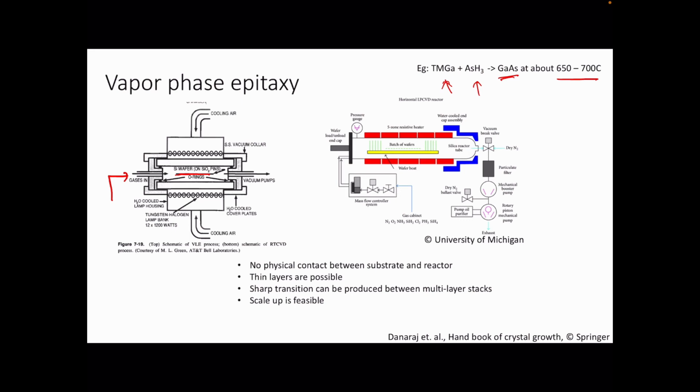Because this uses a metal organic source, it is also called MOCVD, metal organic chemical vapor deposition. There is no contact between the substrate and the reactor. Very thin layers are possible. You can also obtain sharp transitions. It is not a very expensive process and it can be easily scaled. This is why CVD and VPE are among the most commonly used equipment in commercial fabrication places.